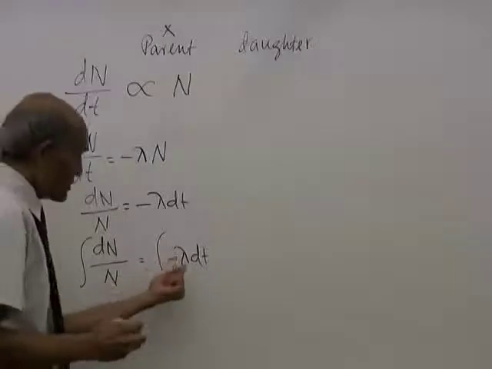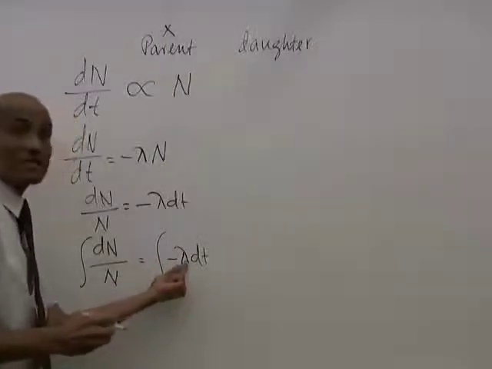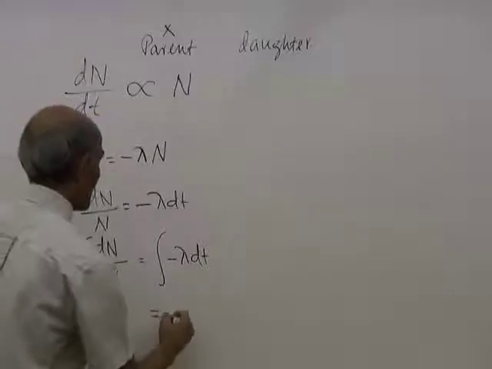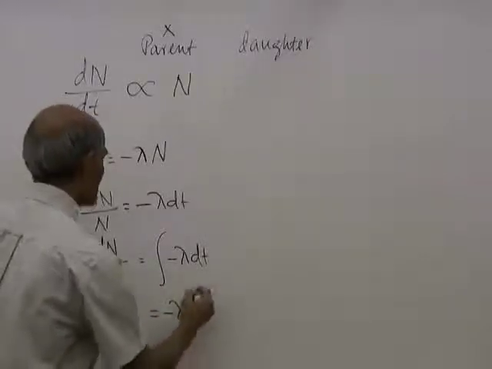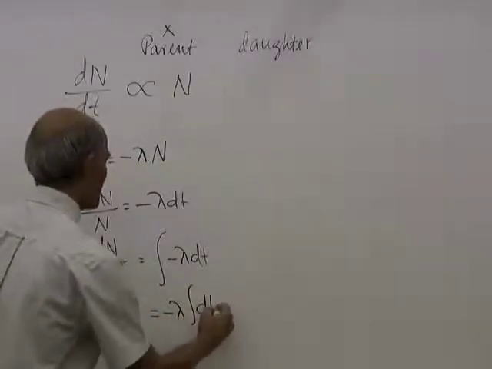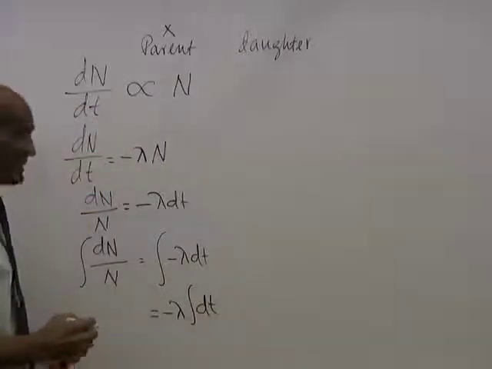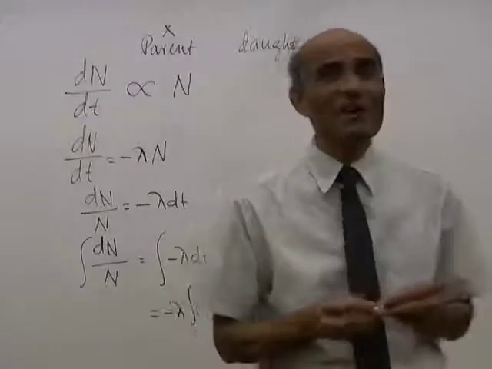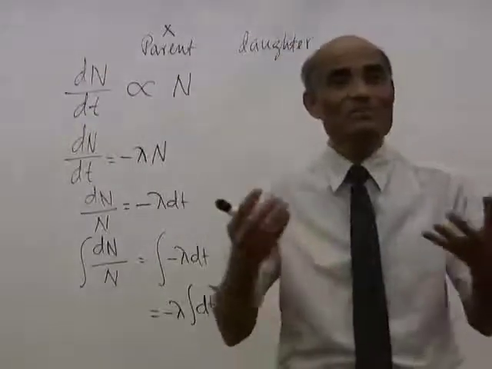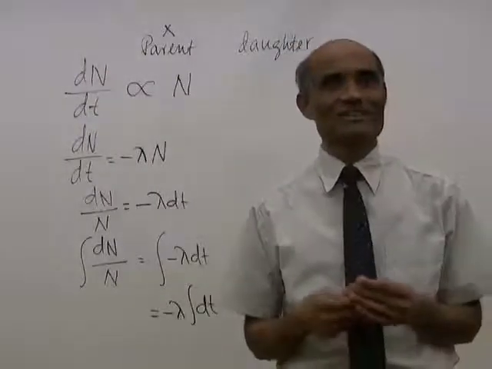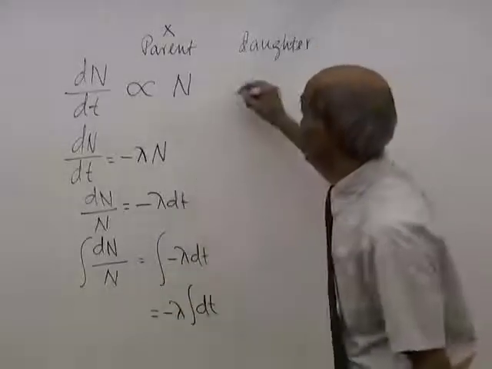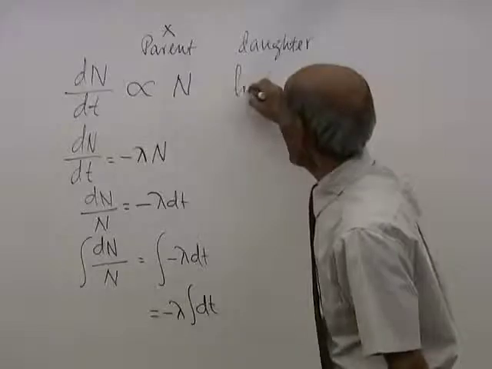And of course, on the right side, the lambda is a constant, so I can write it like this. On the right side, I have negative lambda comes out, and you have integral dt. Alright, tell me, what is the integral of dn over n equal to? It's a very standard integral, right? The integral of dn over n is ln n.